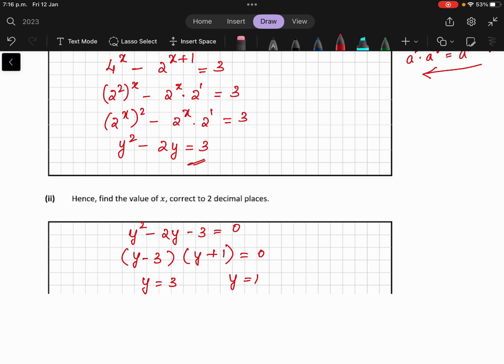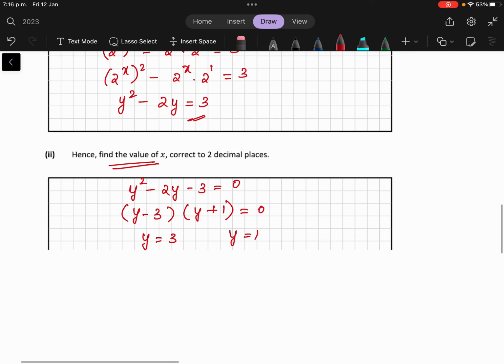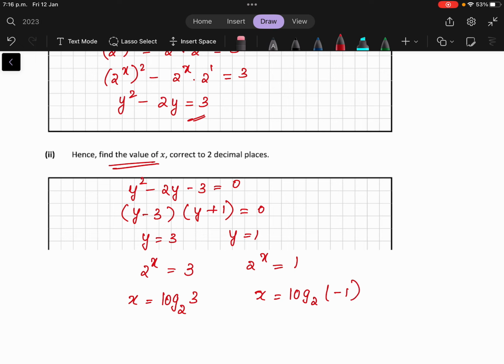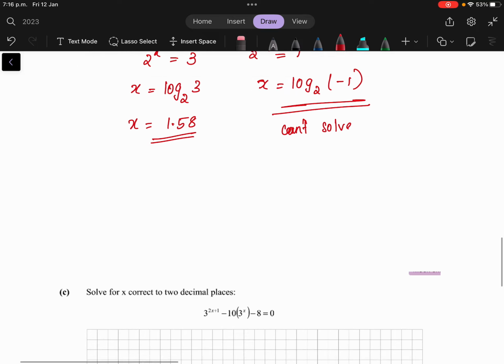And this is not done because they're asking us to find the value of x. So what we substituted it for was 2 to the power of x. So 2 to the power of x is equal to 3 and 2 to the power of x is equal to minus 1. So x is equal to log base 2 of 3, and here x is equal to log base 2 of minus 1. Always remember the log of a negative number doesn't exist, so you can't solve this. Here you put it into the calculator and you will get the value of 1.58.